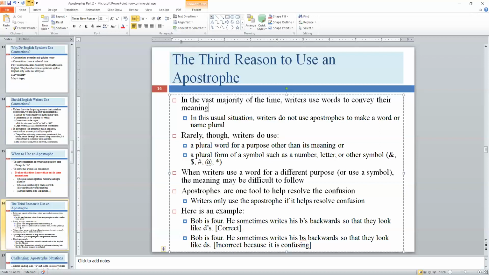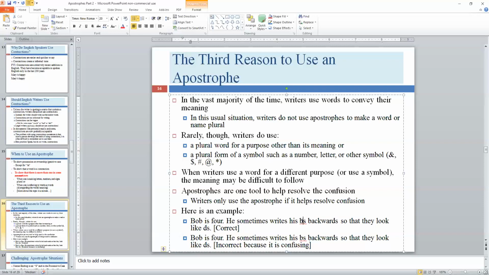So if you're going to use it in a different way, it's a good idea to give me some hints that might help me make sense of it. And that's the goal. Again, we're using apostrophes only to help resolve confusion. If it doesn't help with confusion, there's no reason to use it. And so in this case, we have Bob is 4. He sometimes writes his B's backwards so they look like D's. If I were to have written this without the apostrophe, it looks like there's some letters missing, or maybe I'm abbreviating a naughty word here.